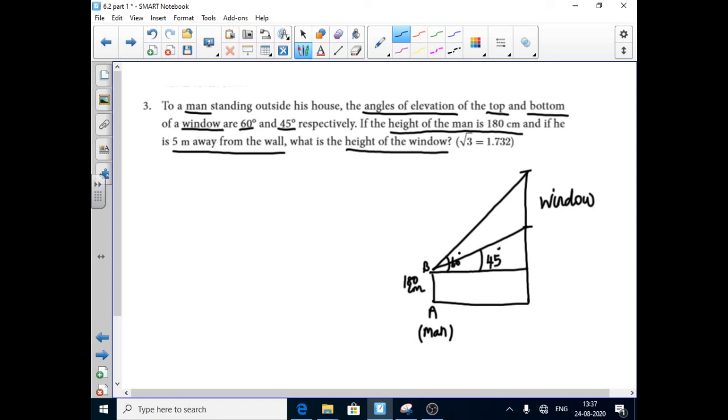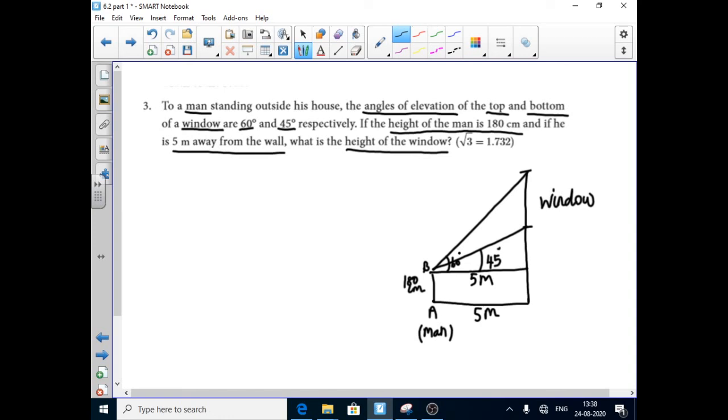So now, to differentiate, one angle is small and one angle is bigger. And he is 5 meter away from the wall. So if we take this as the house, he is standing 5 meter away from the wall. So this is 5 meter, which means this is also 5 meter because they are parallel. The lines are parallel only.